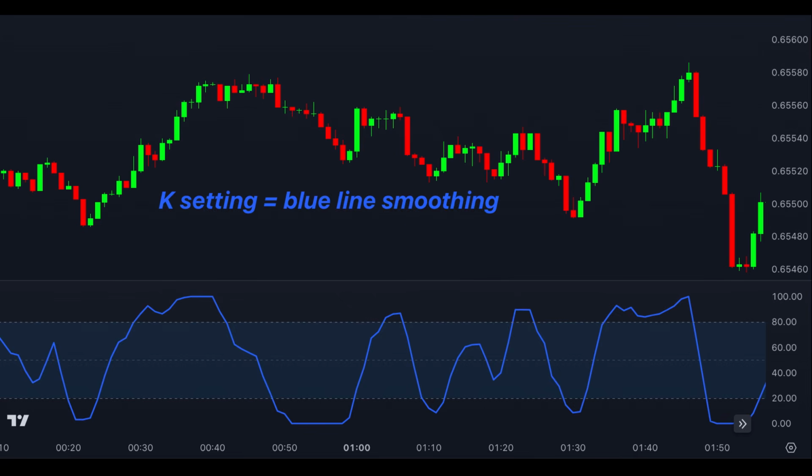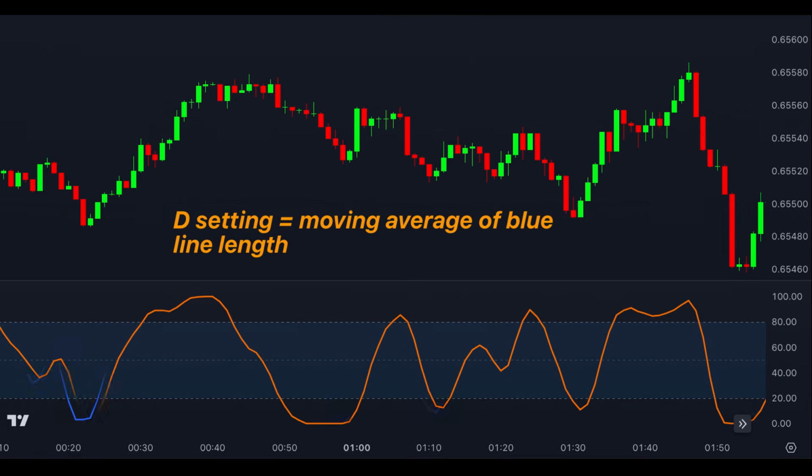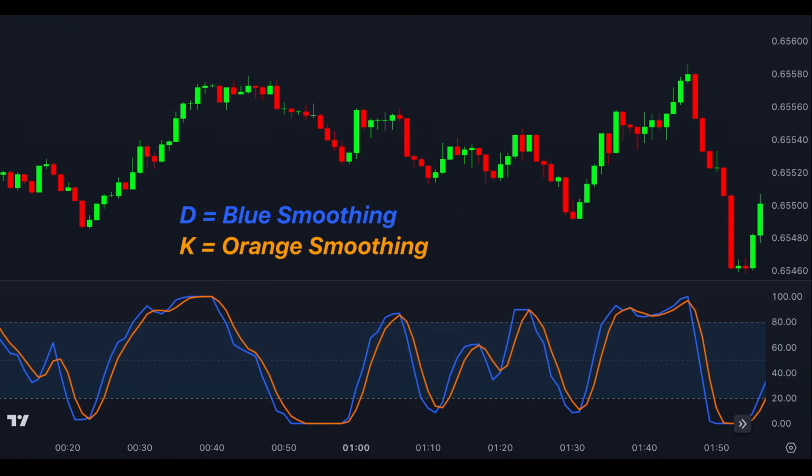The K setting is the length of the moving average for the Stochastic RSI output, shown by the blue line. All this does is smooth our Stochastic RSI values. The orange line is just a moving average of the blue line. The length of this moving average is set by the D parameter. You can think of both of these settings as a smoothing for their respective lines.